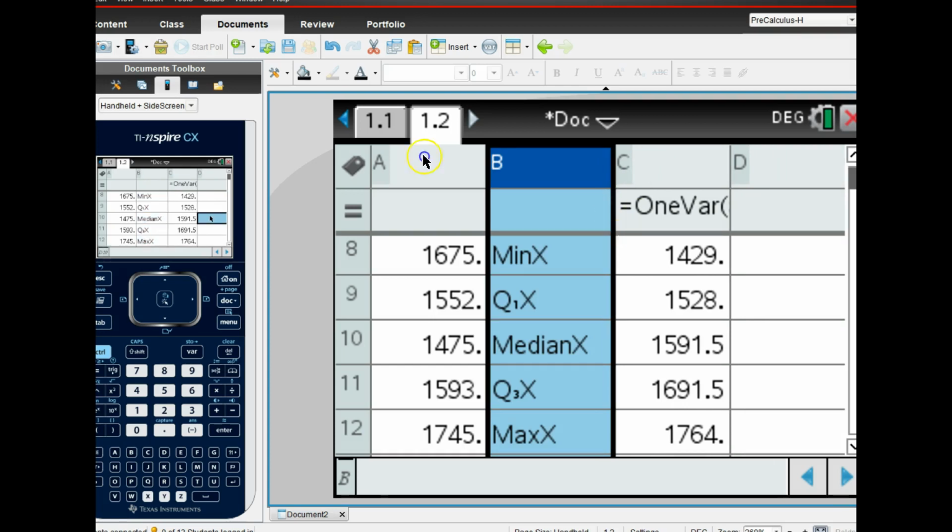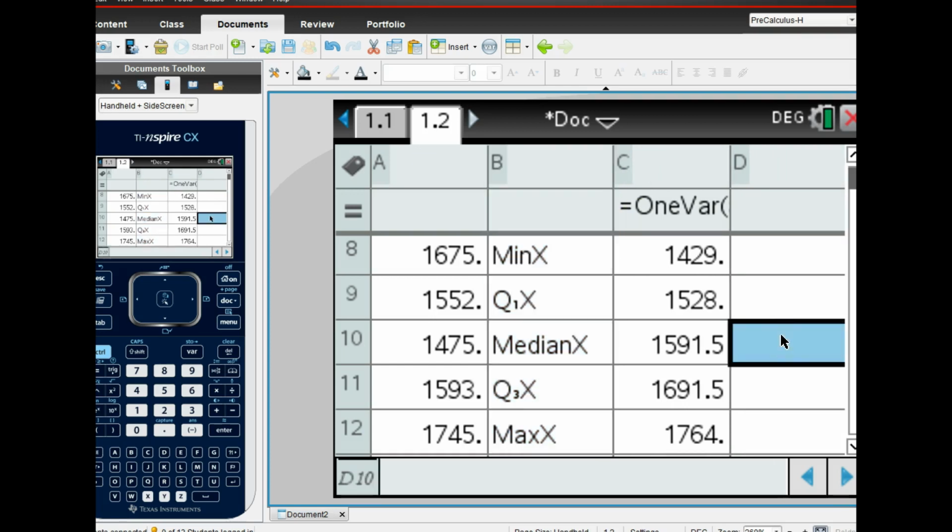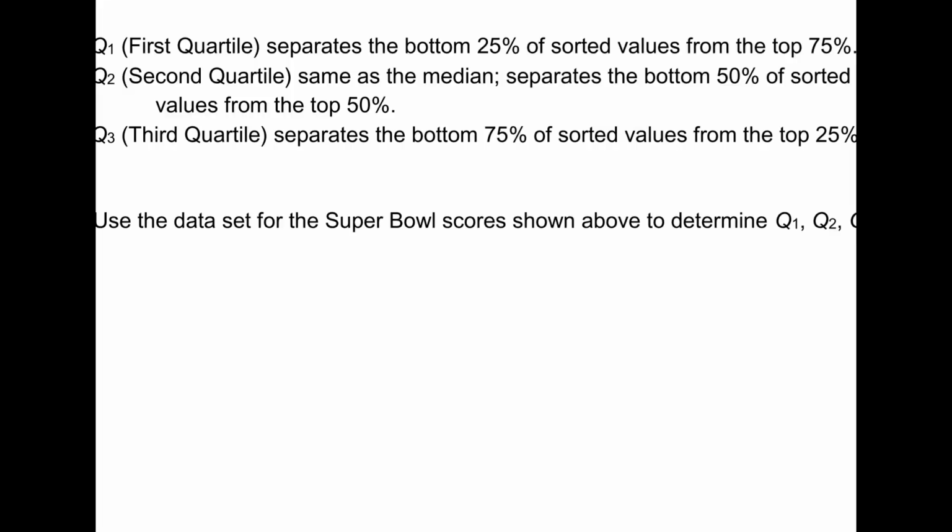What do you mean? This isn't for the Super Bowl. I'm just showing you. Literally when you do menu, statistics, stat calculations, one variable, enter, it will tell you all 5. So all these 5 that I'm showing you on the screen are the 5 number summary. It shows you the min value, the first quartile, the median, the third quartile, and the max. So I want you to plug it in, and this is your practice.